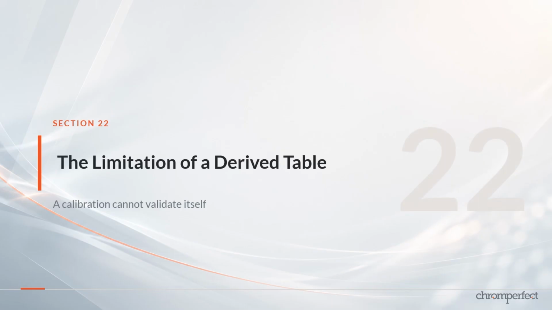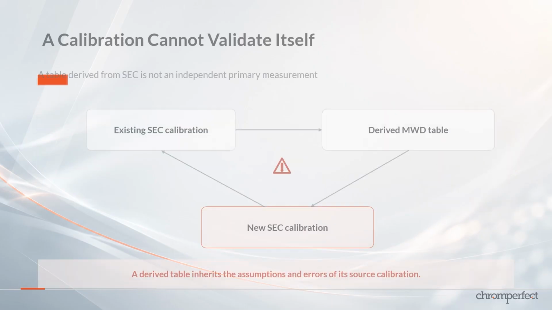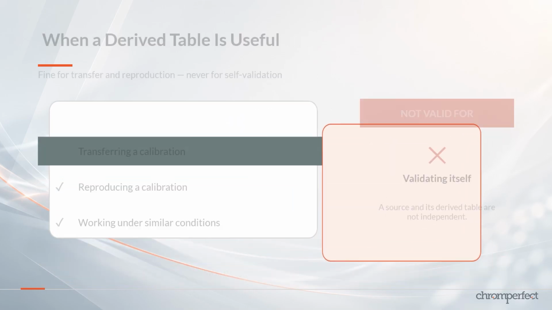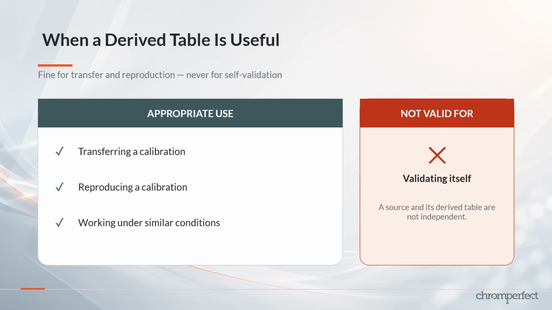The limitation of a derived broad standard table. A molecular weight distribution table derived from SEC is not an independent primary measurement unless the source calibration itself is independently established. If the table is produced using an existing SEC calibration, it inherits the assumptions and errors of that calibration. It may be useful for transferring or reproducing a calibration under similar conditions, but it cannot validate itself.